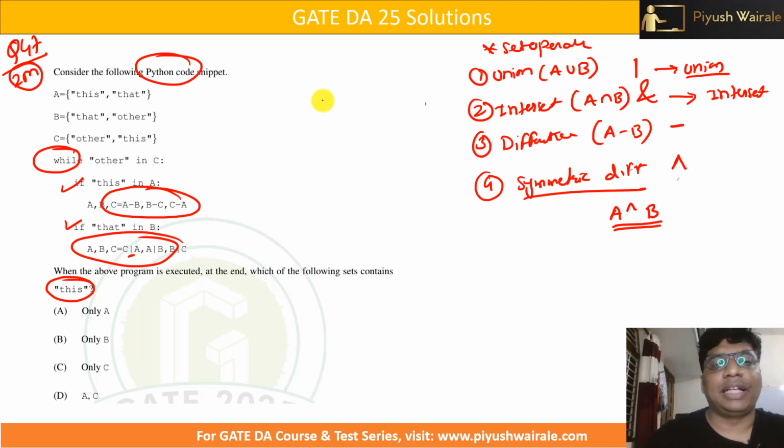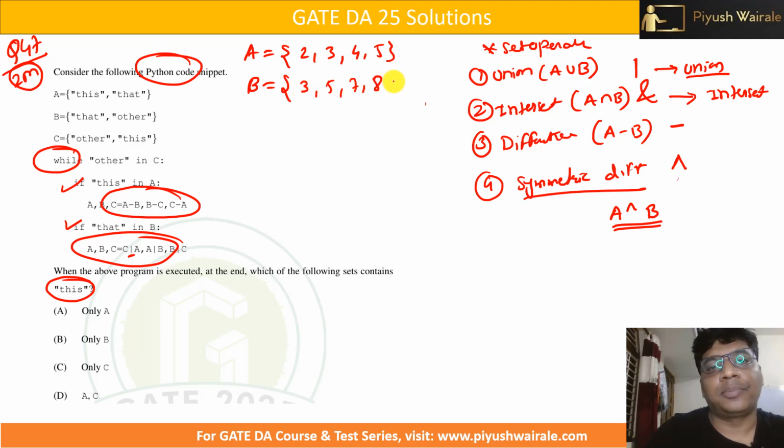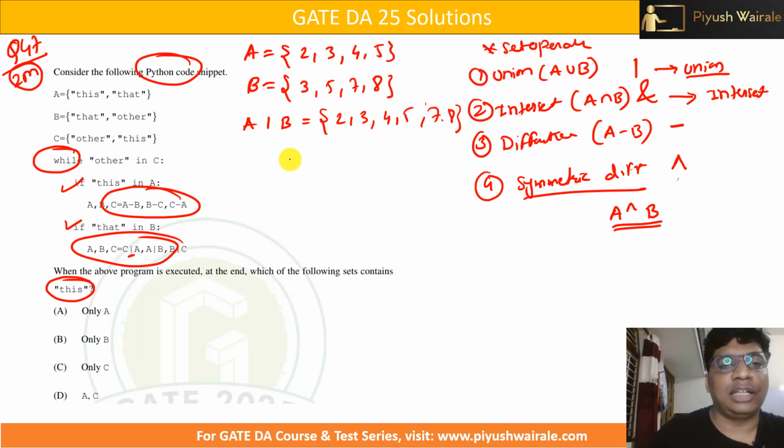Let me discuss union, intersect, difference and symmetric difference with the help of an example. Let's say we have A having elements 2, 3, 4 and 5, and B having the elements 3, 5, 7, 8. A union B is all the elements in A and B without repetition, that is 2, 3, 4, 5, 7, 8. A intersect B is the common elements between sets A and B, that is 3 and 5.